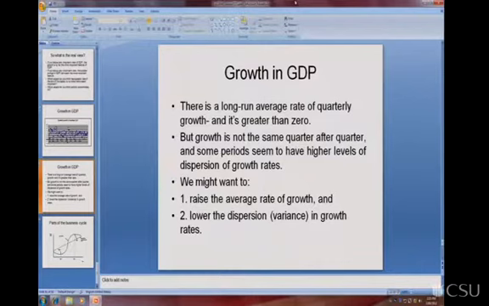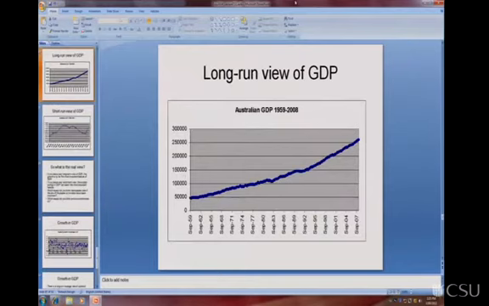We might want to think about raising the average rate of growth, so that would be, in a sense, increasing the slope of that line. So in the very long run, if we could increase the rate of growth, this line would go up faster. That would mean 10 years from now, we'd be a lot wealthier than we are today. We might imagine 10 years from now we will be wealthier, but if we get the growth rate up, we'd be even wealthier than that.